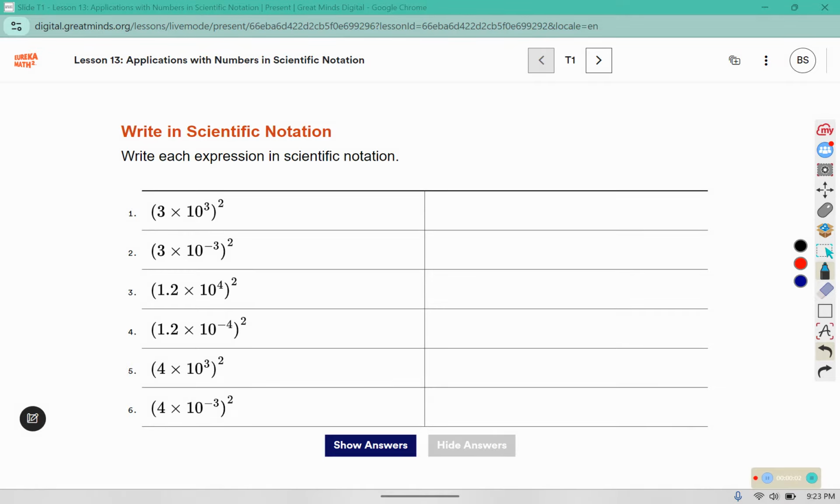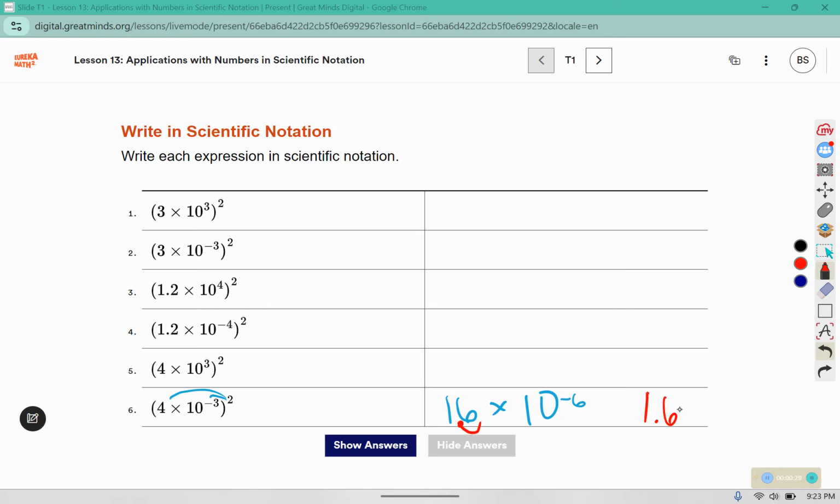In this warm-up, we are squaring all of these values in scientific notation. So I'm going to show you number 6 as an example. 4 squared is 16. And then with these exponents, we multiply the exponent. So negative 3 times 2, which is negative 6. But this is not in scientific notation. I need to move that decimal.